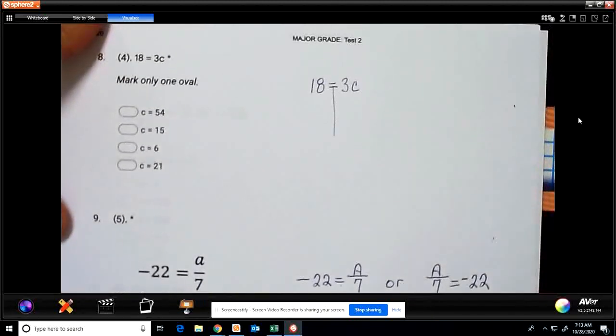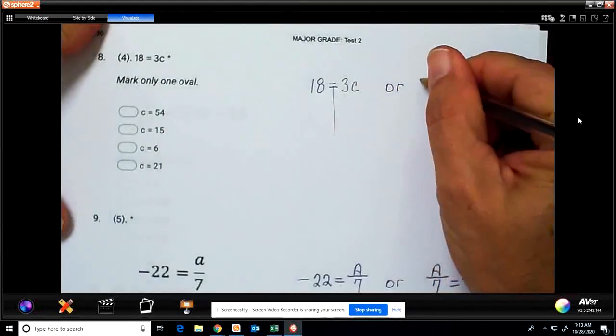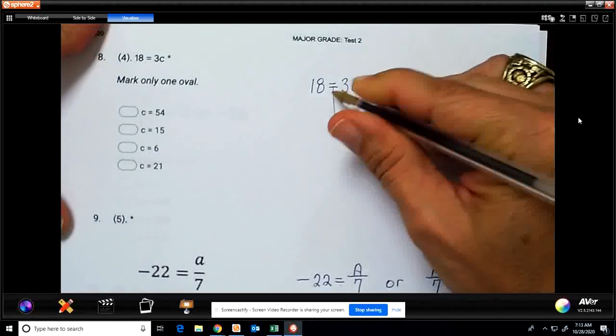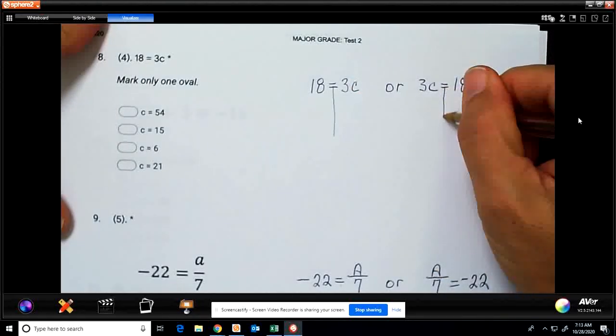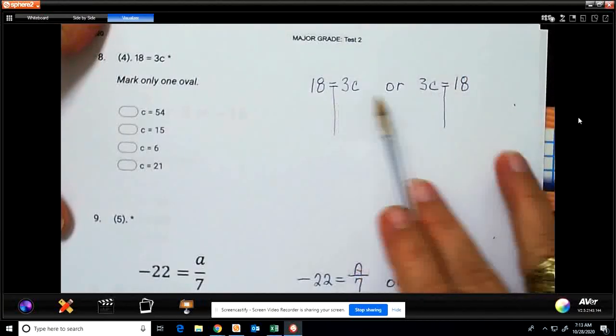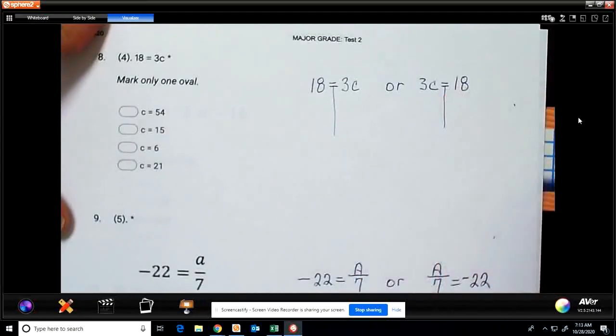If you had trouble with this one, you could have written this one the same way. You could have gone 3C equals 18 and done that. These are the same problems. You can solve them just the same way. It's 3 times C equals 18.